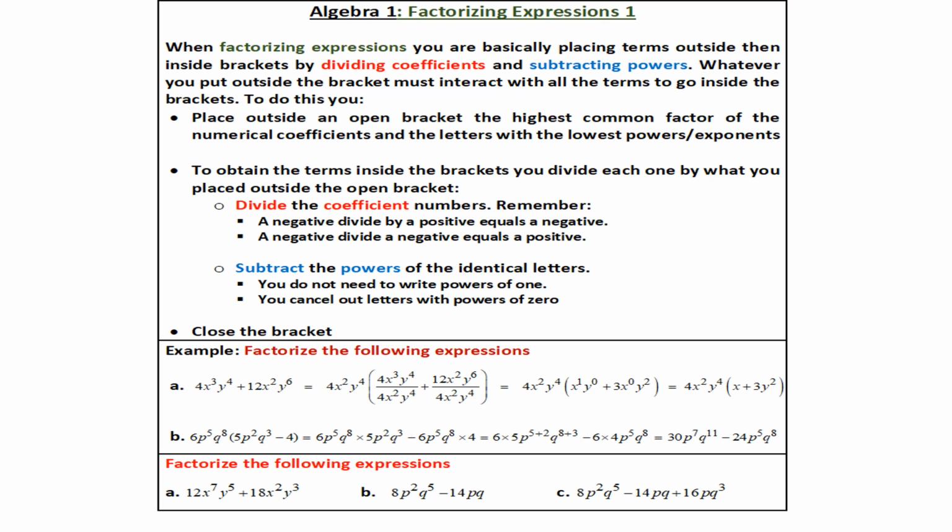So let's move on to the three expressions that you have there for exercises. Factorize 12x to the 7 y to the 5 plus 18x squared y to the cube. You have 8p squared q to the 5 minus 14p q. And you have 8p squared q to the 5 minus 14pq plus 16pq to the 3. So you just remember, check out the coefficients, look for the highest common factor, then systematically look at each letter and the one with the lowest power. You put it outside, you open a bracket, you divide coefficients, subtract powers, close bracket, and then you have your factorization.